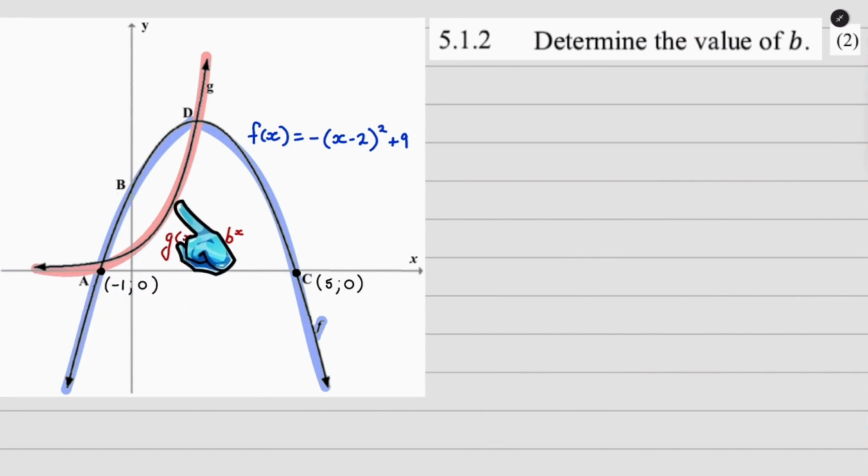So we're going to have to get this point here, D. And I use that by looking at the blue graph. Now, I don't know if you've noticed, but this is in a very special format. It's in the turning point format of the parabola.